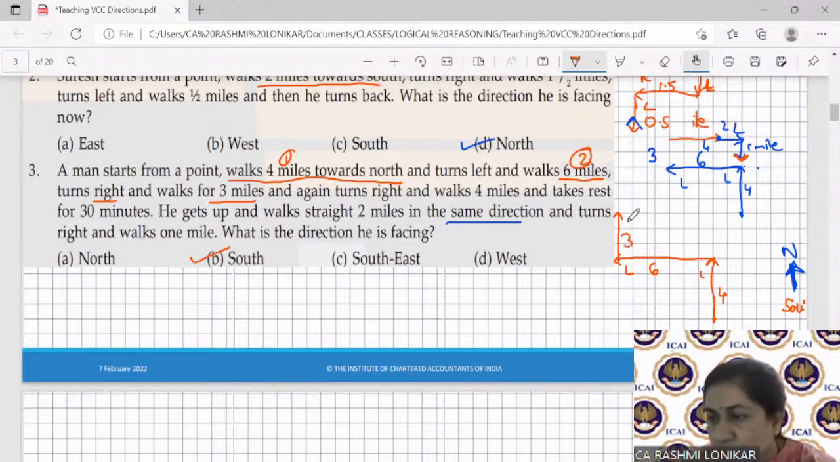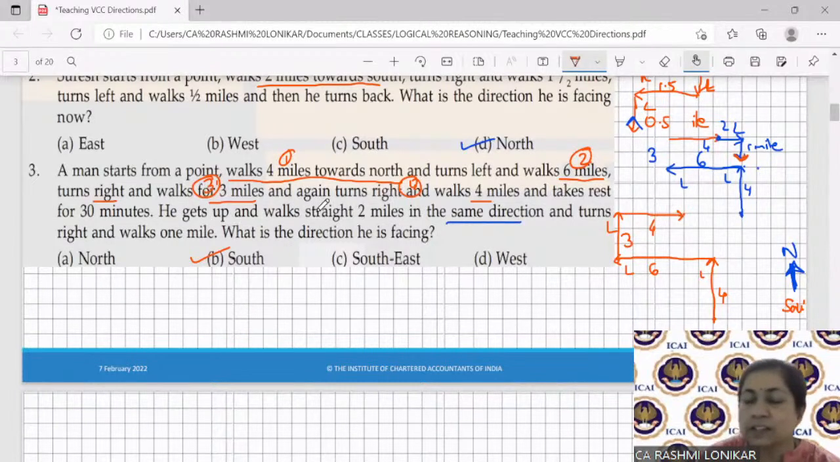Okay, so he's like here. So where is his left? This is his left. Then again turns right. Okay, so this is my third thing. And again turns right. So here again I have the fourth. Turns right and walks 4 miles. Okay, so from here I have to walk 4. This is 4.